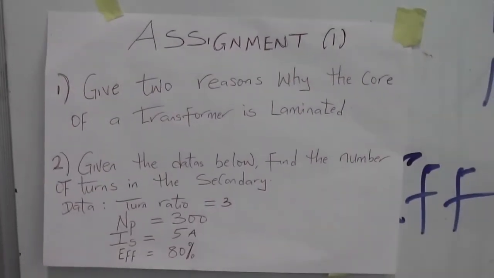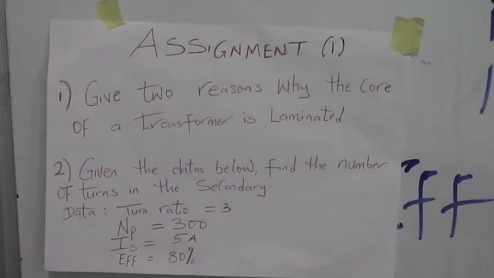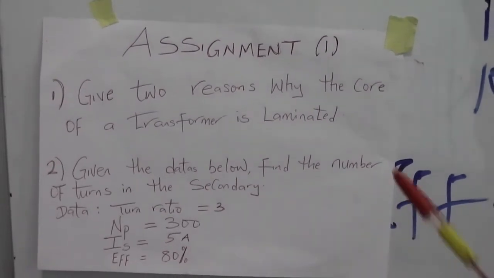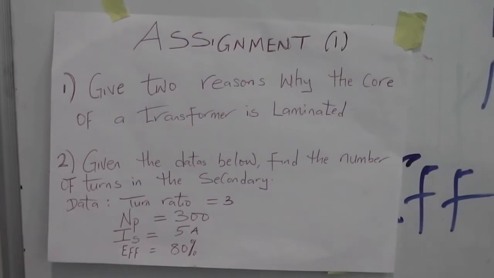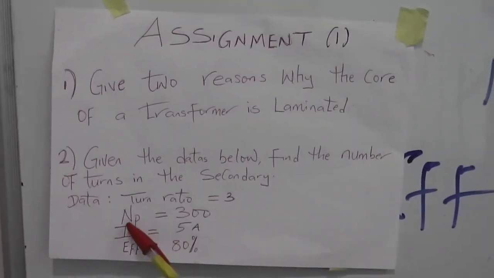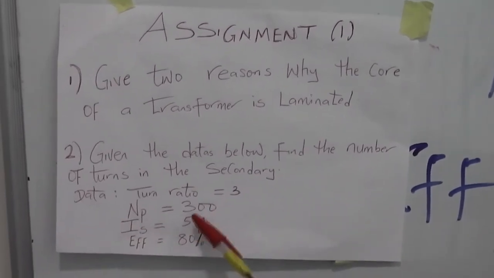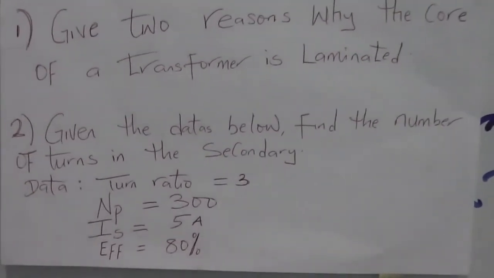Assignment 1, give 2 reasons why the core of a transformer is laminated. Assignment 2, given the data below, find the number of turns in the secondary. The data are: turn ratio is 3, number of turns in primary is 300, current in secondary is 5 ampere, and efficiency is 80%.